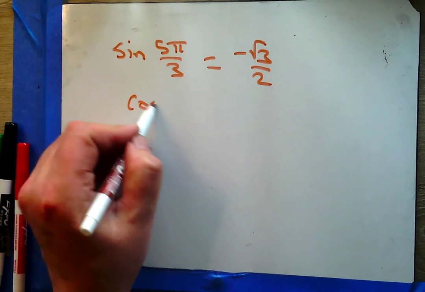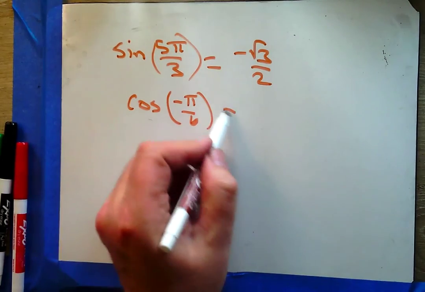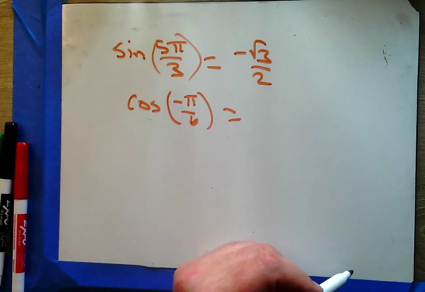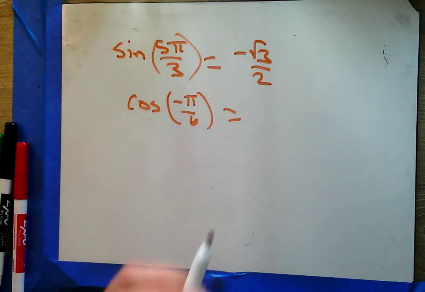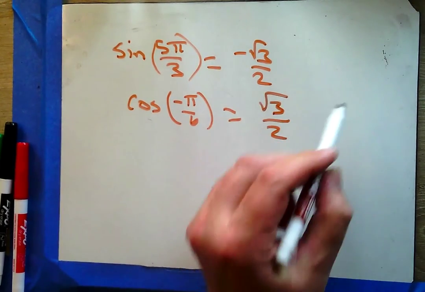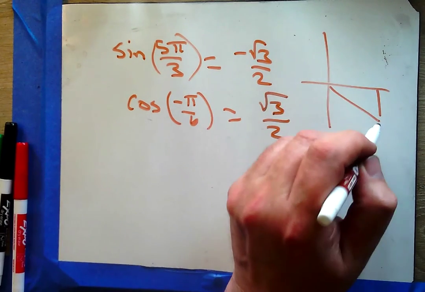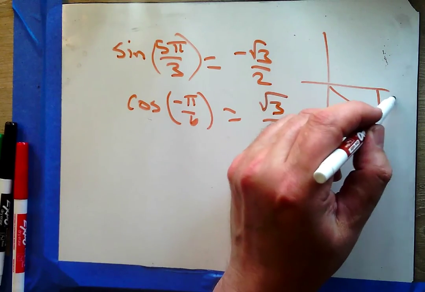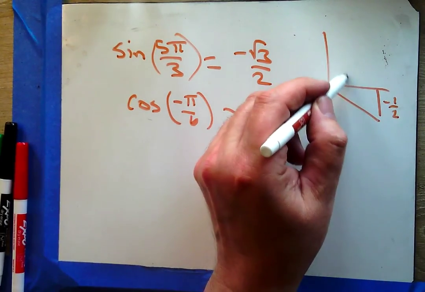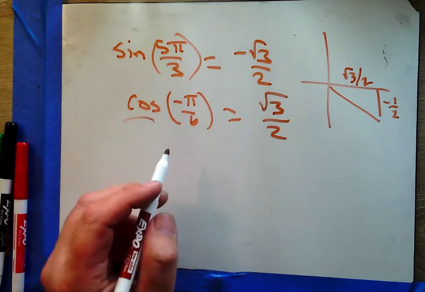How about cosine negative pi over 6? 5, 4, 3, 2, 1. Root 3 over 2. Remember, negative pi over 6 is here. It looks just like 11 pi over 6, and we know that this y value is negative 1/2, but this x is root 3 over 2, and cosine is all about the x.